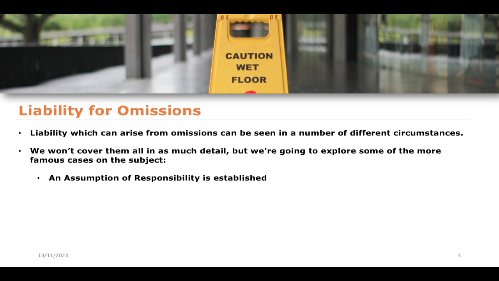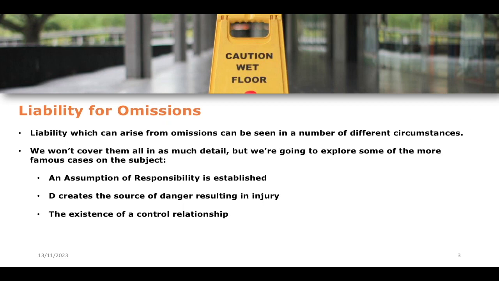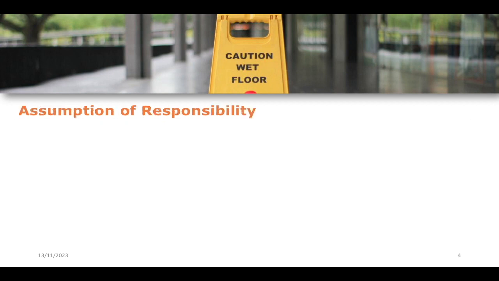But the ones that we are going to cover are as follows. We're going to talk about the idea that there is an assumption of responsibility which is established, whereby a breach of that responsibility can lead to liability by way of an omission. You could have a situation where the defendant in question is the creator of a source of danger resulting in the injury in question. And you can also talk about the existence of something known as a control relationship. These are three circumstances by which liability for an omission can arise. Let's begin with the first one.